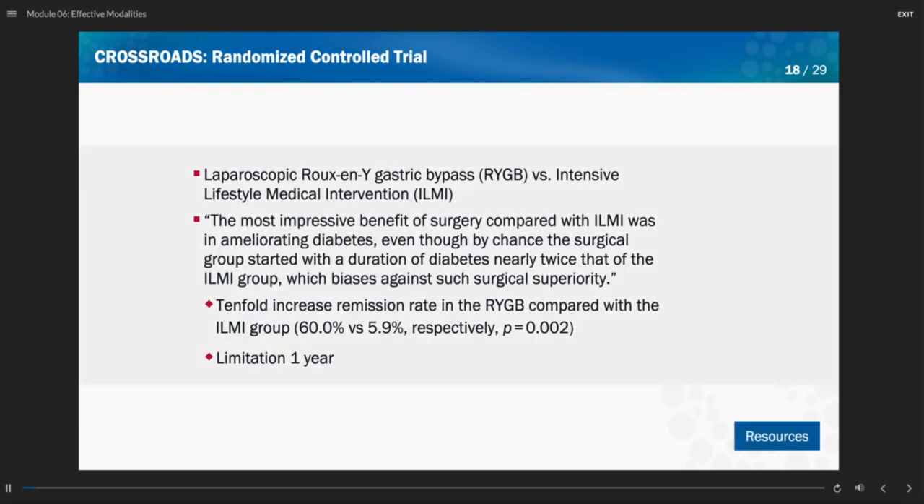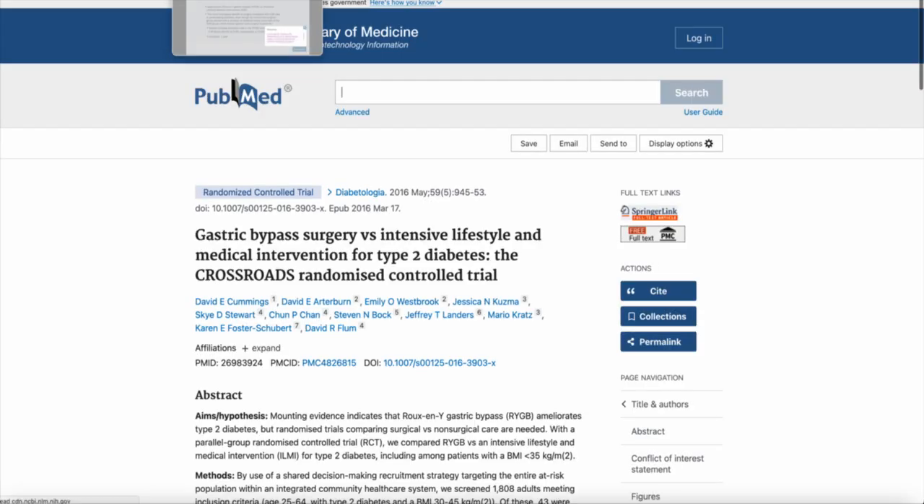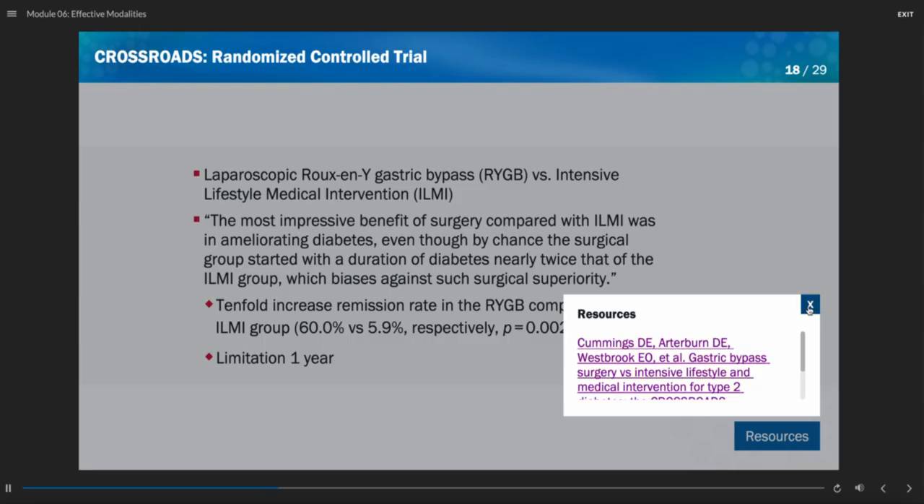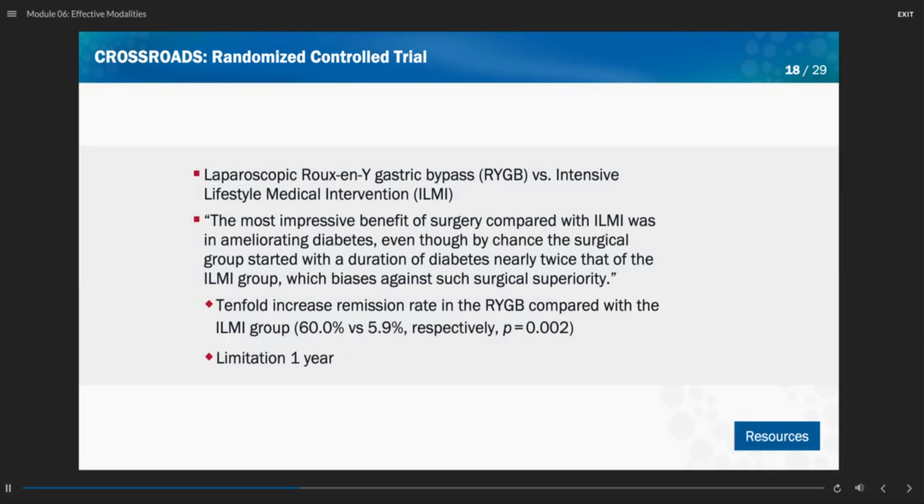The CROSSROADS trial is another large randomized controlled trial that utilized an intensive lifestyle medicine intervention program, which was 12 months in length with in-person and telephone-based programming that also focused on behavior modification and counseling. It was a combination of both diet and exercise training, and this was compared against Roux-en-Y gastric bypass. Now, just one side note, as we look at the intensive lifestyle intervention in this study, it was not a whole food plant-based diet, which would optimize the outcome.